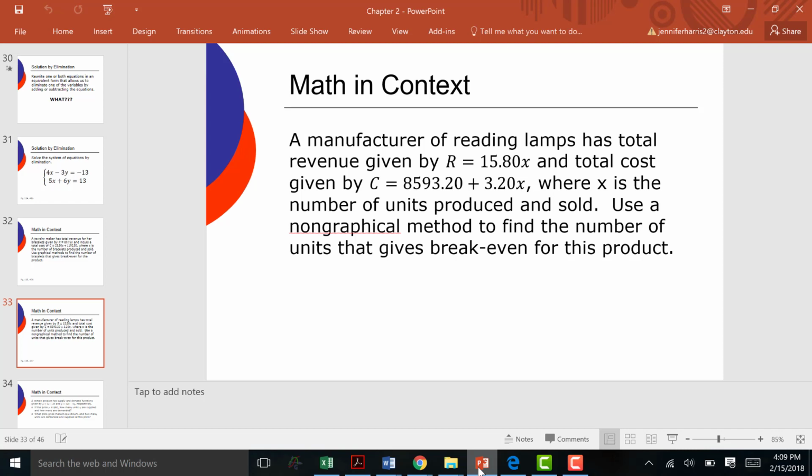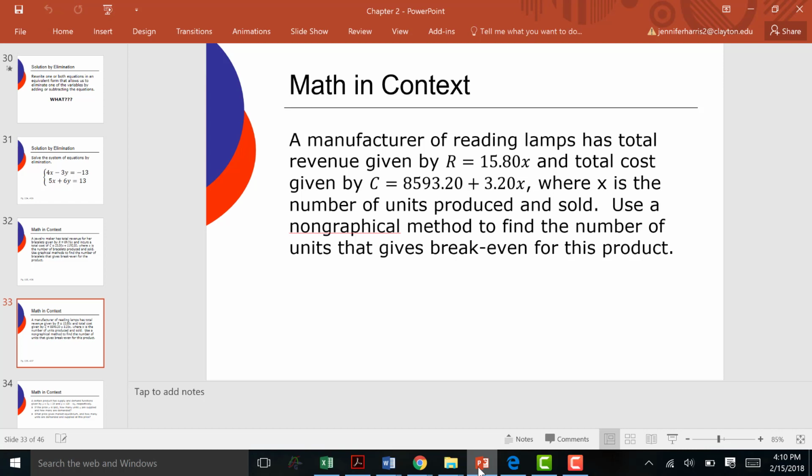So can I replace this C with 15.80x? That's my substitution. I'm going to take the C out and put 15.80x in its place. Alrighty, so here I'm going to put 15.80x is equal to 8593.20 plus 3.20x. My goal is to get x by itself. Should I subtract 3.20x from both sides? Yes. Okay, subtract 3.20x from the right side and 3.20x from the left side. On the right side, 3.20x and minus 3.20x cancel themselves out. So I have 12.60x equals 8593.20.